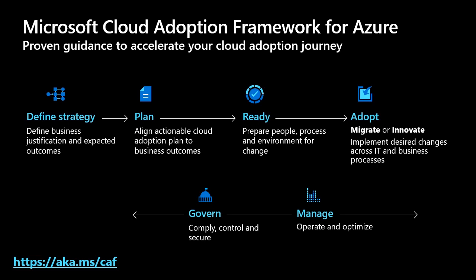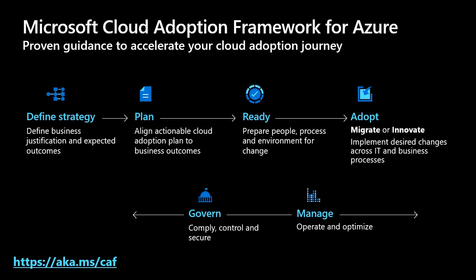The second phase is planning. This means aligning actionable cloud adoption plans to your business outcomes. Easier said than done when you define your business outcomes. Say, for example, you want to increase your profitability by 15 points in the next 3 years. How do you then align the way you adopt your cloud against 15%? Now that you have that 15% as a measurable output.